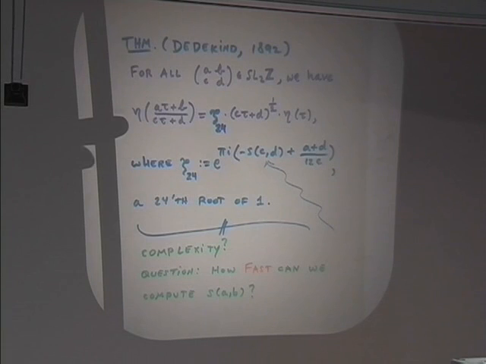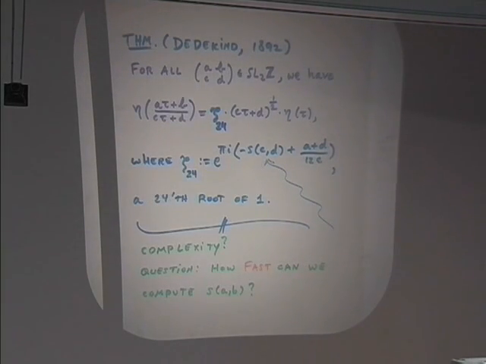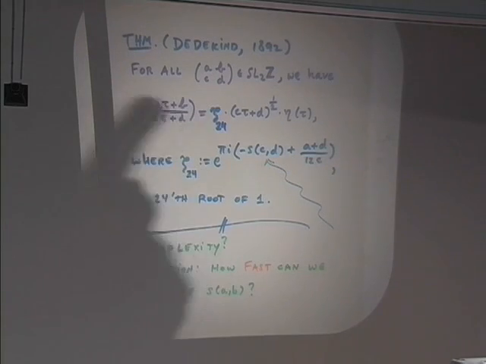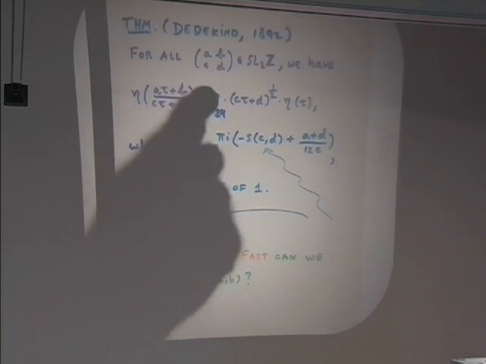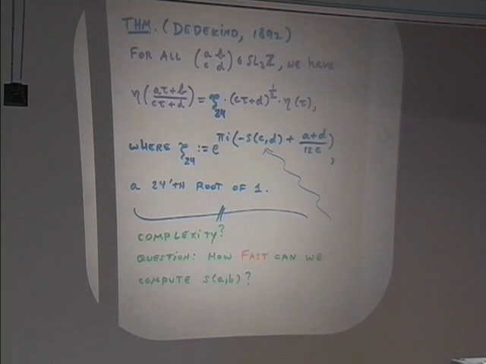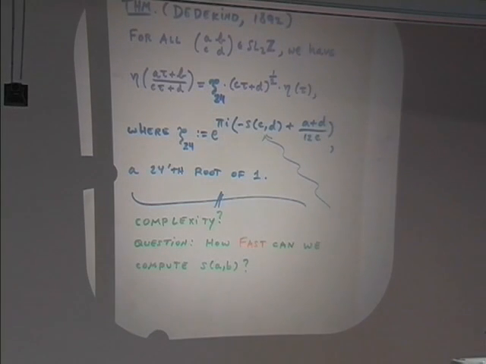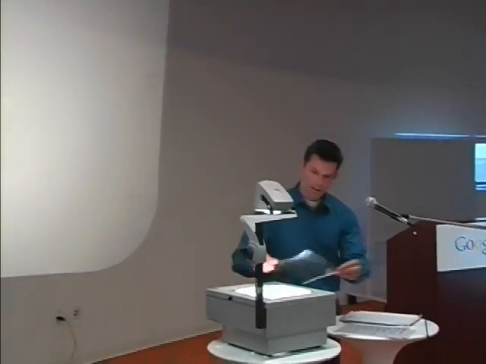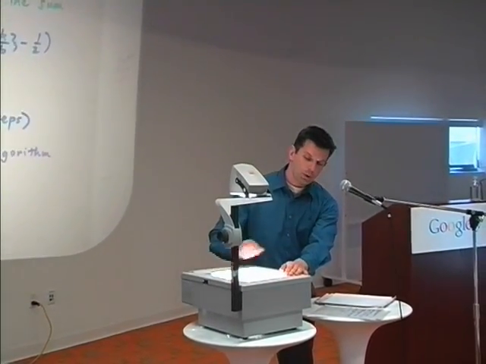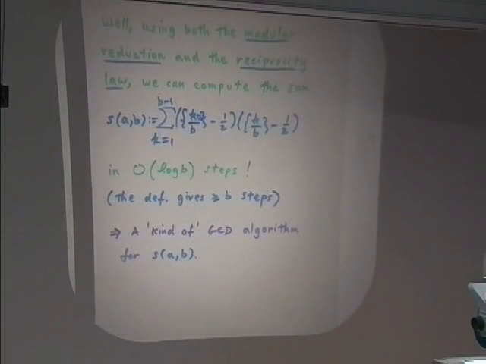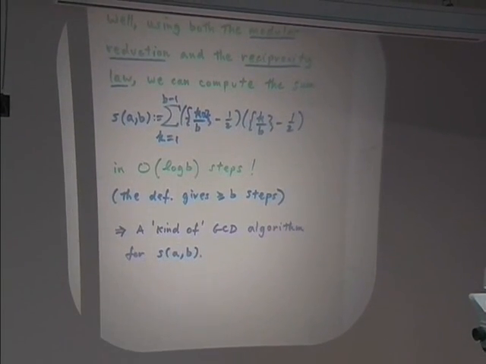He looked at the transformation property under SL2Z, the unimodular group, and saw that when you apply the unimodular group, the transformation properties give you a character. It's a 24th root of unity, and inside this character appears the Dedekind sum. So it miraculously appeared inside a character which was a transformation law for this function. But that's, again, for us, we're going to focus on the complexity of this little thing. All right. So as we said, just to recap, using both modular reduction and reciprocity, we can reduce the sum to the GCD algorithm, basically.